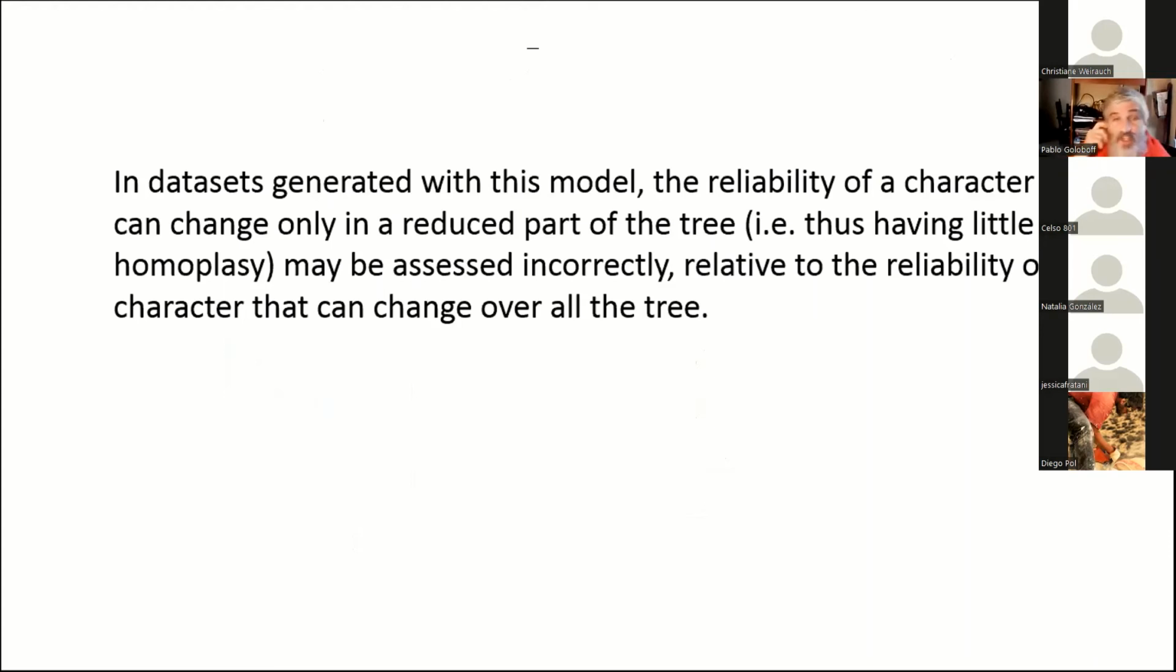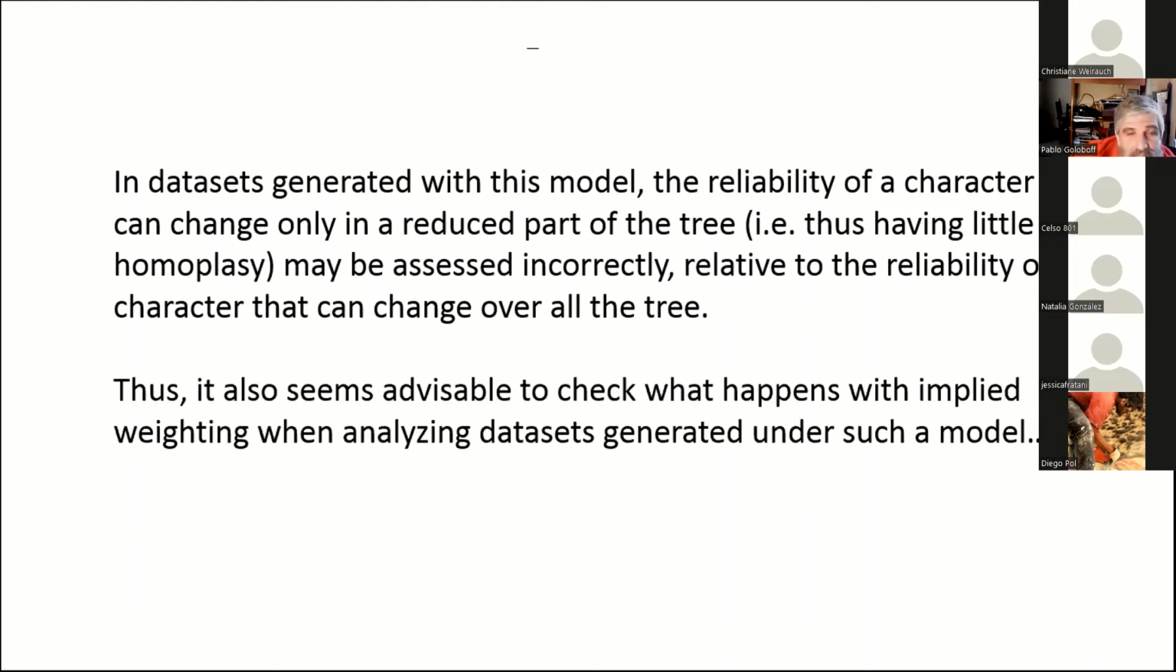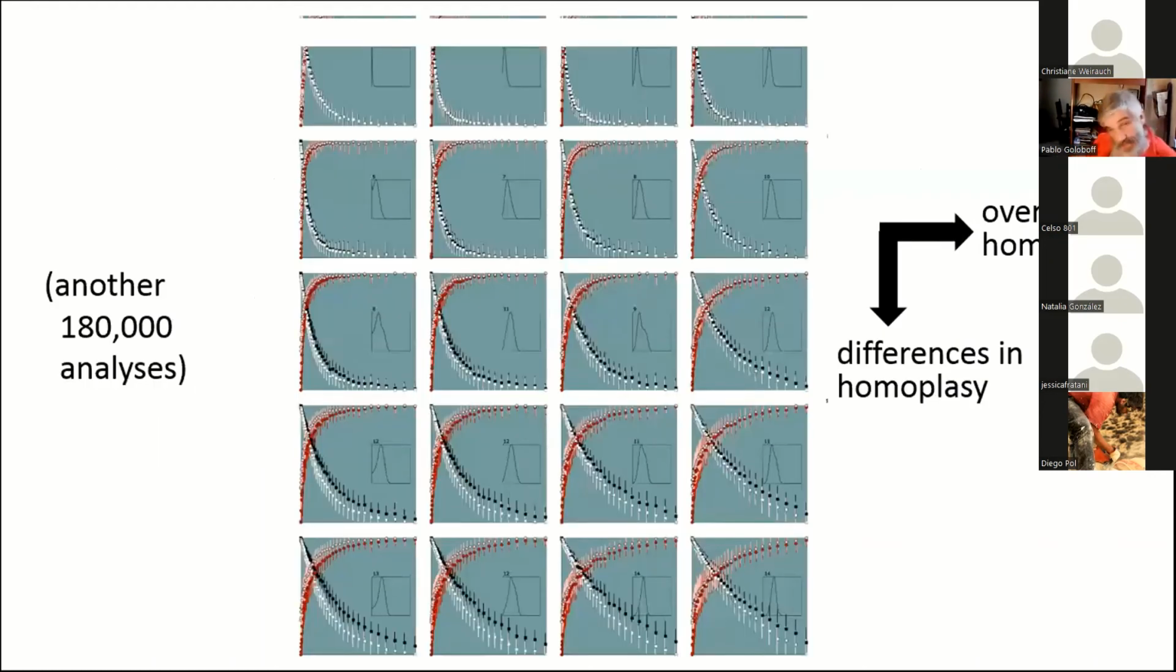In data sets generated with this model, the reliability of a character that can change only in a reduced part of the tree, that is having little homoplasy, perhaps could be assessed incorrectly relative to the reliability of a character that can change over all the tree. Therefore, it makes sense to check to see what happens with implied weights when analyzing data sets generated under such a model. So we generated another 90,000 data sets and did the 180,000 analyses, just like before, and you see exactly the same pattern.